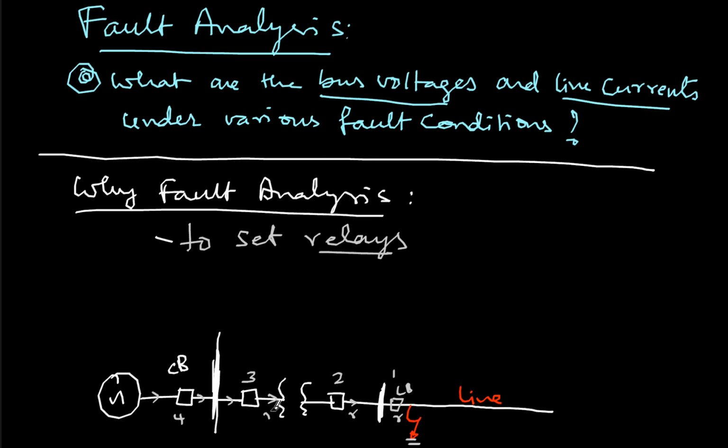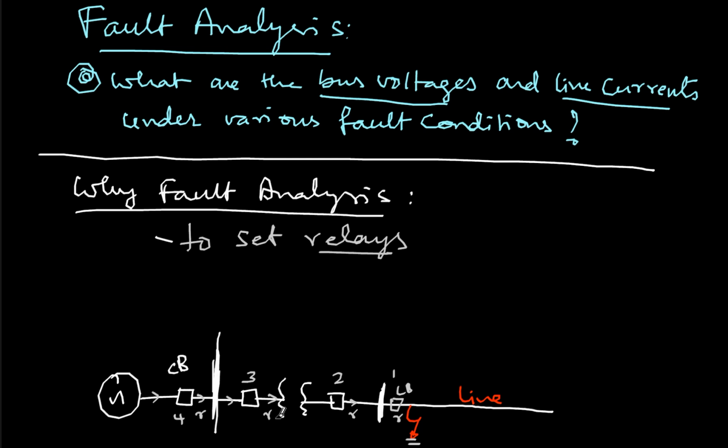There's a relay here also. Everywhere there's a relay. So which circuit breaker? All the relays detect the fault, and all the relays will inform the respective circuit breakers. But then which circuit breaker should operate? So for example, circuit breaker 3 operates and it disconnects this particular line.